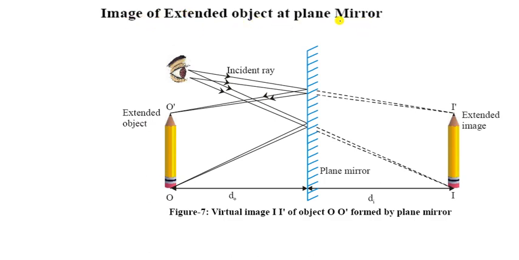Image of an extended object at plane mirrors. How can we form this image? So this is the extended object, and this is the extended image, which is virtual, and in between it is the plane mirror.